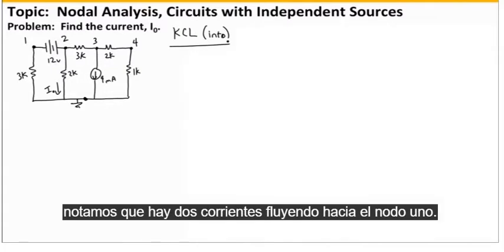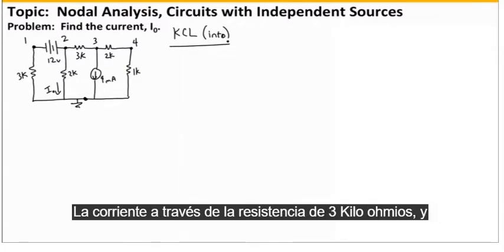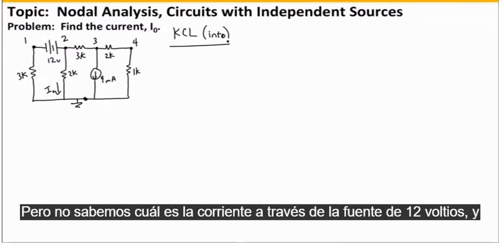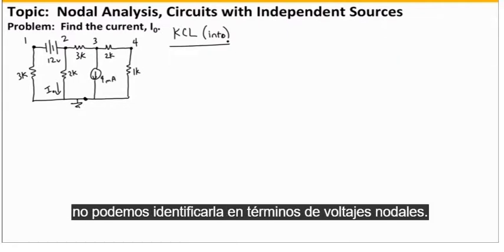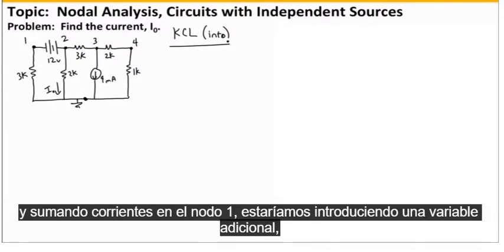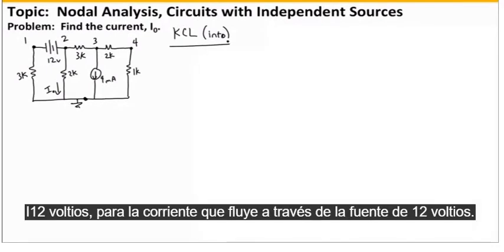So if we look at node 1, we notice that there's two currents flowing into node 1, the current through the 3 kilo ohm resistor and the current through the 12-volt source. But we don't know what the current is through the 12-volt source, and we can't identify it in terms of nodal voltages. So if we tried to solve this using Kirchhoff's current law and summing currents into node 1, we'd be introducing an additional variable, I 12 volts, for the current flowing through the 12-volt source.